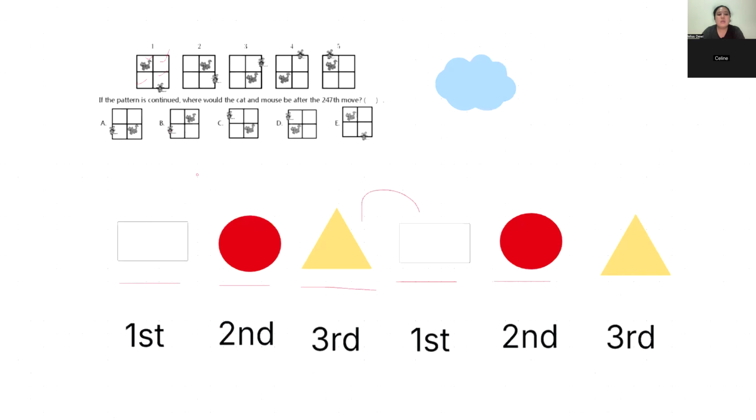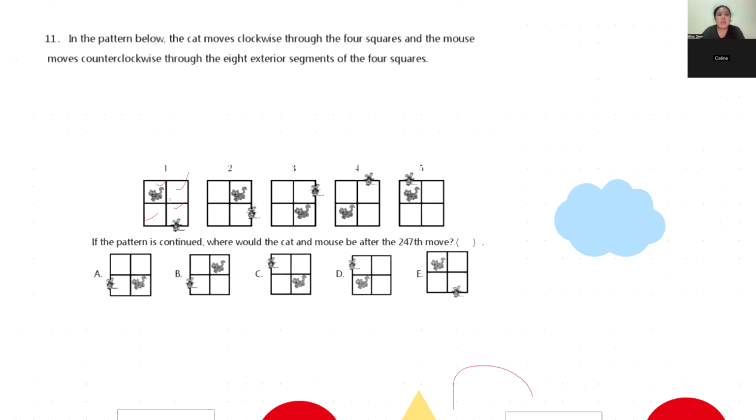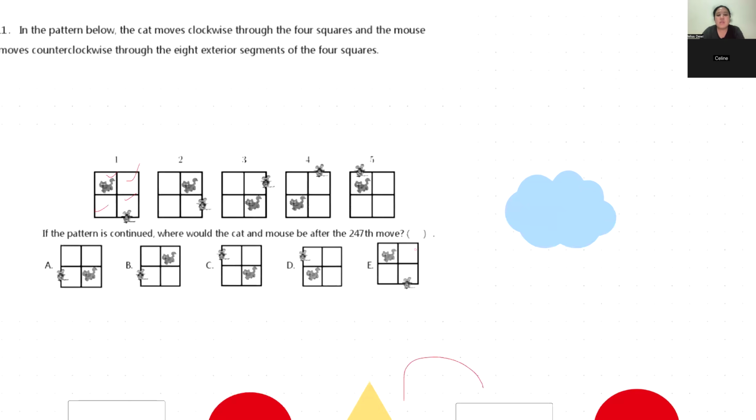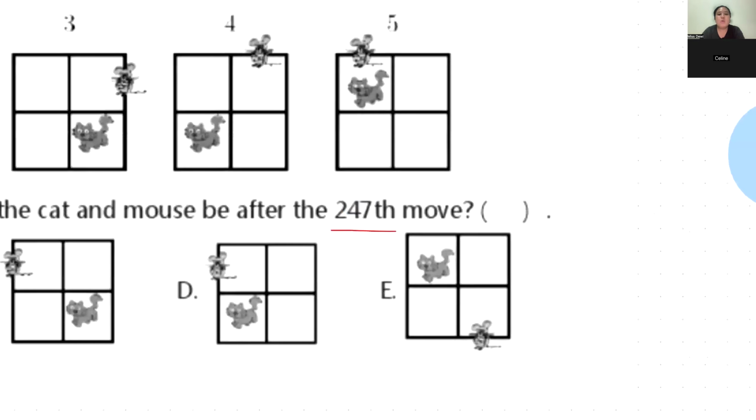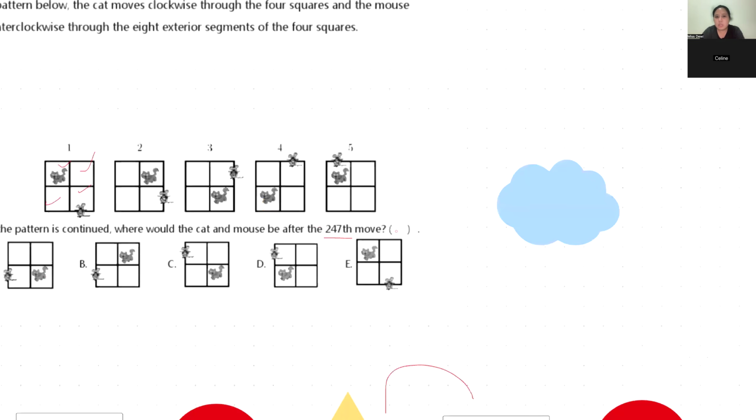Later on, Miss Dewi will show you how to see this pattern of mouse and cat. So it's following the clockwise, but of course, even though they say it's 247 moves, we're not gonna make 247 boxes in here and draw the 247 mouse and cat. That will be wasting time, of course. There will be another way, and I think it's a shortcut, and then I will help you later on. Let's go to the next number.